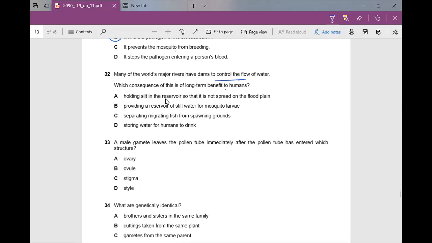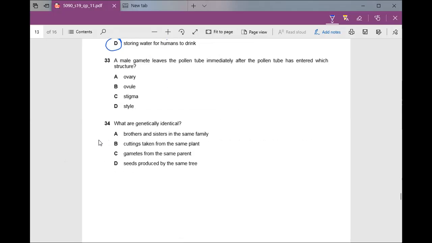Holding silt in the reservoir so that it is not spread: no way. Dams are for reserving water, providing a reservoir of still water for mosquito larvae. No way, we need some favorable point. Separating migrating fish: no way. Storing water for humans to drink. Whatever dams are there in your or my country, they are responsible for storing water for human drinking purposes.